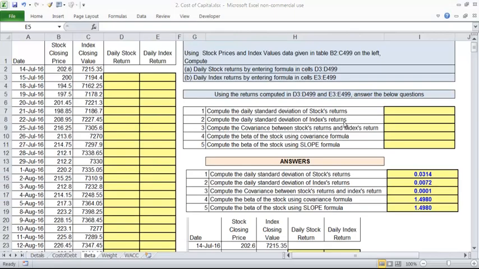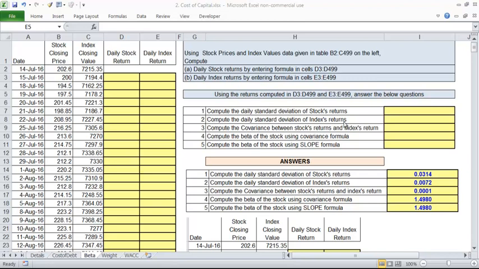In this video session, we are going to understand how to compute beta when the stock prices and the index prices are given. Note that beta is a measure of systematic risk and it ignores the firm specific risk. Right? So let us understand what the different methods to compute are.